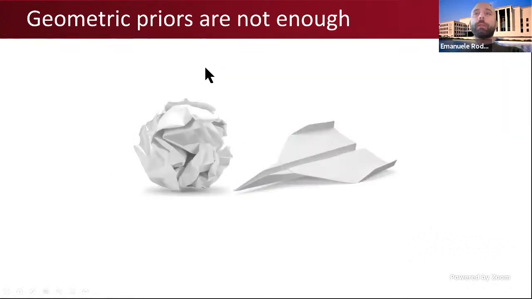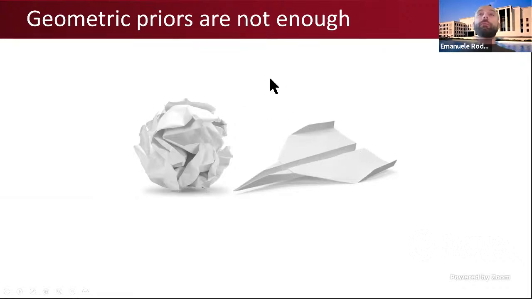So let me give you another argument as to why handcrafting geometric priors is not a good idea. So imagine I give you a sheet of paper. Now, of course, I can isometrically deform the sheet of paper. I can crumple it into this ball. So this will be an exactly isometric deformation of the sheet of paper, because I'm not stretching or contracting the paper, right? This is exactly isometric. Or I can fold it into a boat or into a paper plane.